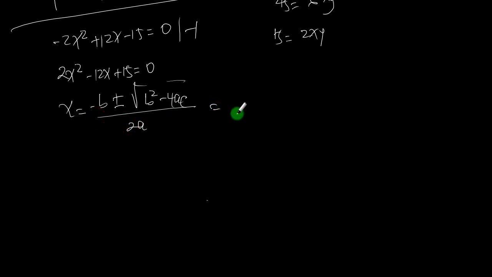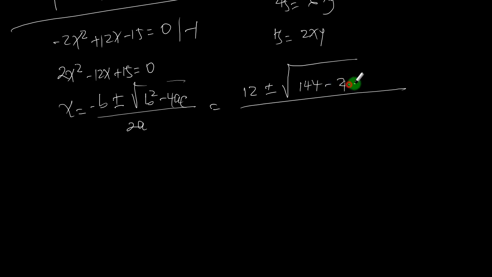So this would be what? This would be minus 12, right? Sorry, not minus 12, because b is minus 12, so it's going to be positive 12, plus or minus the square root of minus 12 squared, which is 144, minus 4 times 2, which is 8, times c, which is 15, all divided by 2 times 2, which is 4. And then our x will be what?